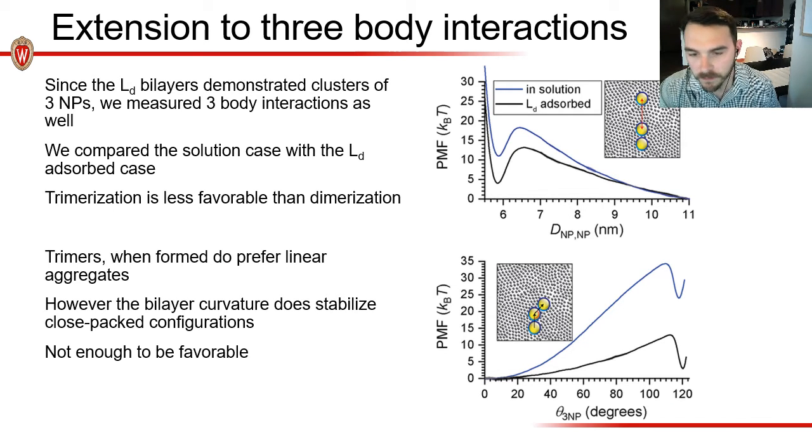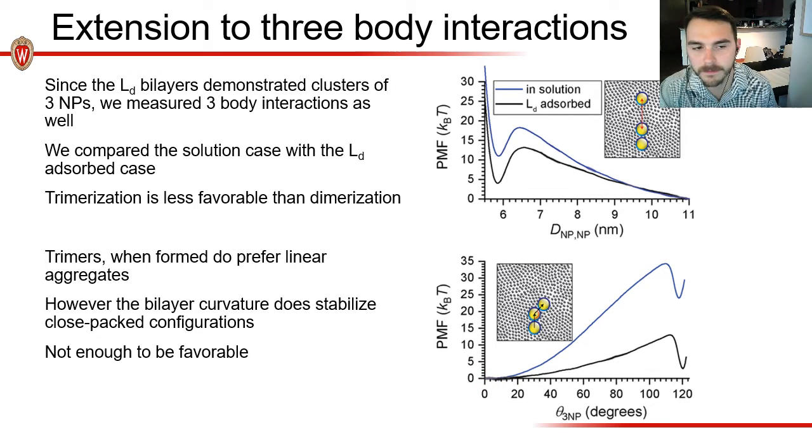So what we see here is a potential of mean force versus the 3-nanoparticle angle, as demonstrated by this convention shown here, in degrees. And what we see for both of these is a local minimum at 120 degrees, which we call the close-packed state, and a global minimum at 0 degrees.